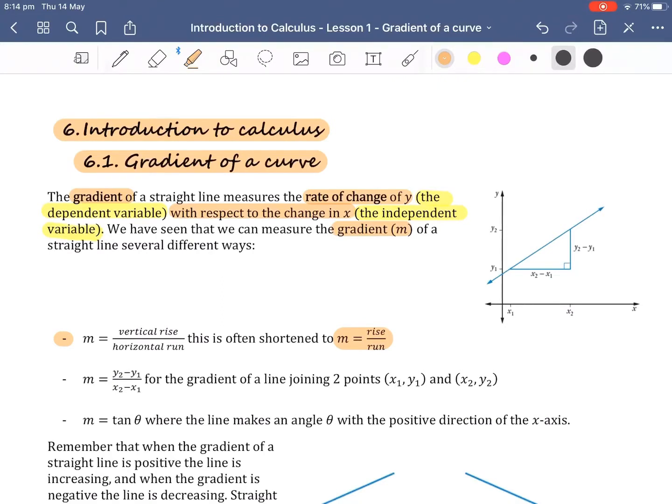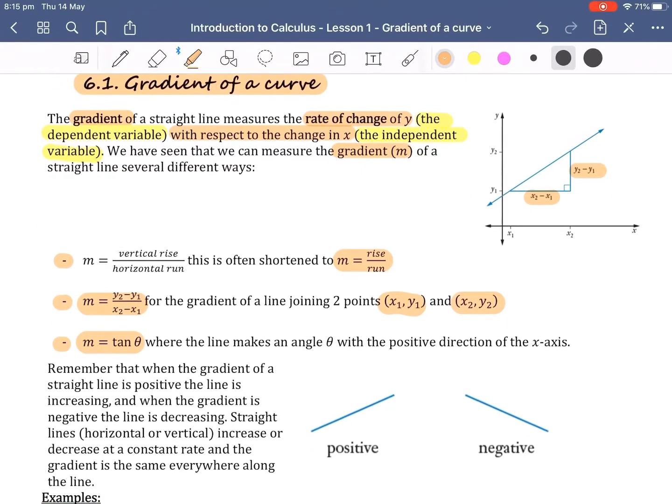We also have that m equals y2 minus y1 over x2 minus x1, which you can see over here, where y2 minus y1 calculates our vertical rise, and x2 minus x1 calculates our horizontal run. So we can calculate this for the gradient of a line joining 2 points (x1, y1) and (x2, y2). We also have m equals tan theta, which we learnt about in our functions topic, where the line makes an angle theta with the positive direction of the x-axis.